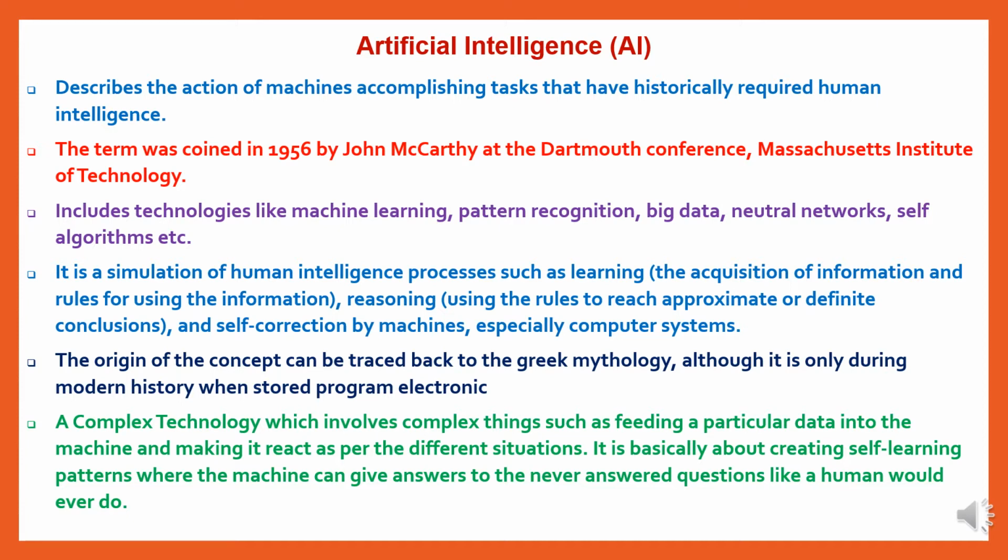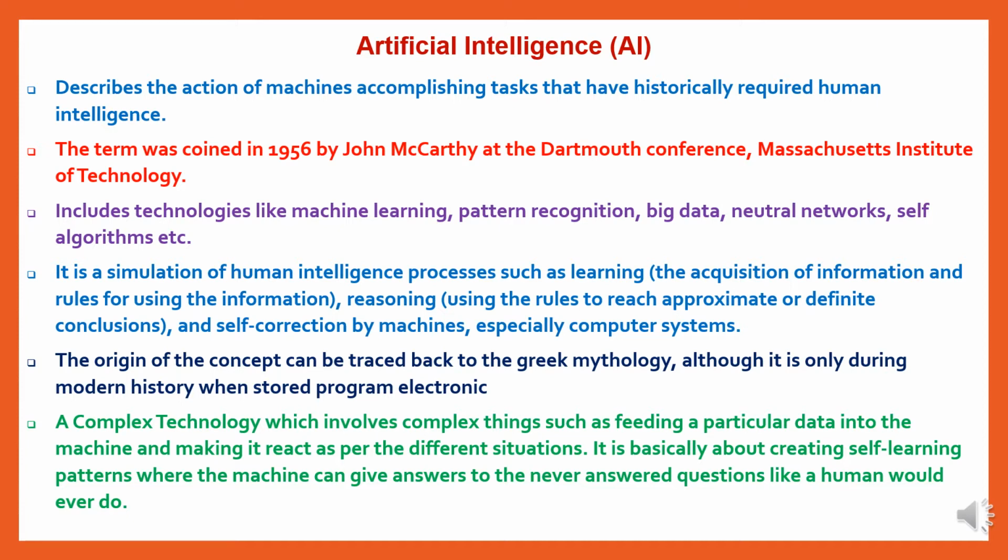It is a simulation of human intelligence which processes learning, that is the acquisition of information and rules for using the information, then reasoning, which is using the rules to reach approximate or definite conclusions, and self-correction by machines, especially computer systems.